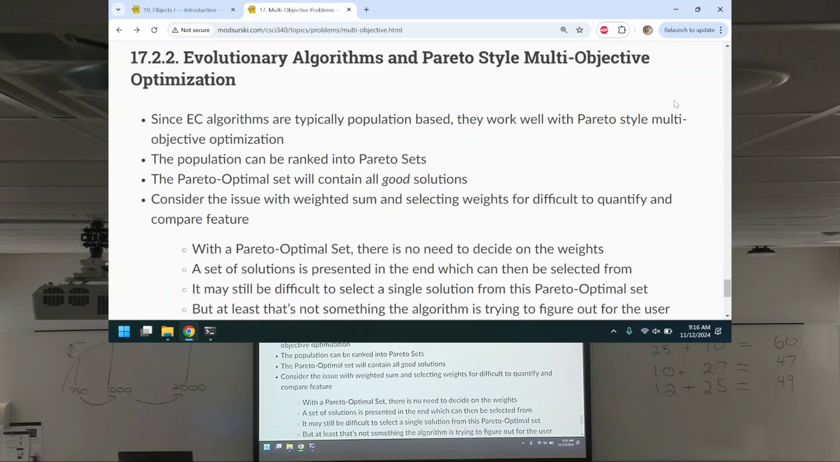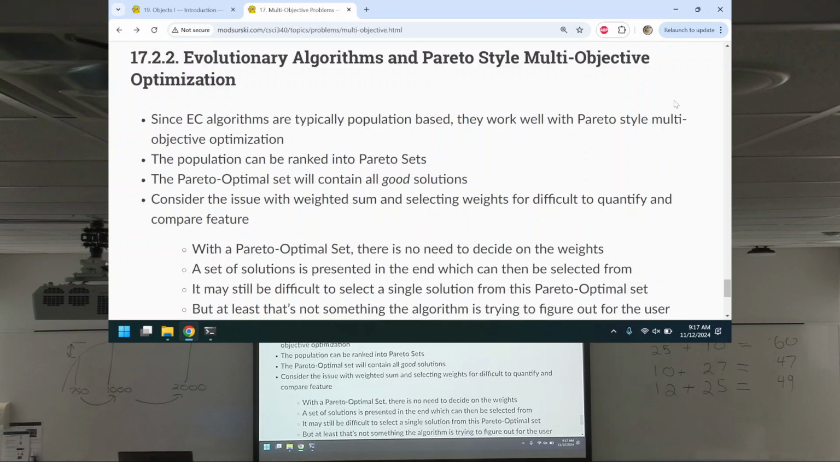You get to pick. You get to say, okay, this one's better in one dimension but worse in another dimension, and this one's better in the other dimension. And then you get a chance to pick. It gives you a suite of solutions, which is fantastic. So they work really well with this Pareto-style optimization. The population can be ranked into Pareto sets. The Pareto-optimal set will contain all good solutions.